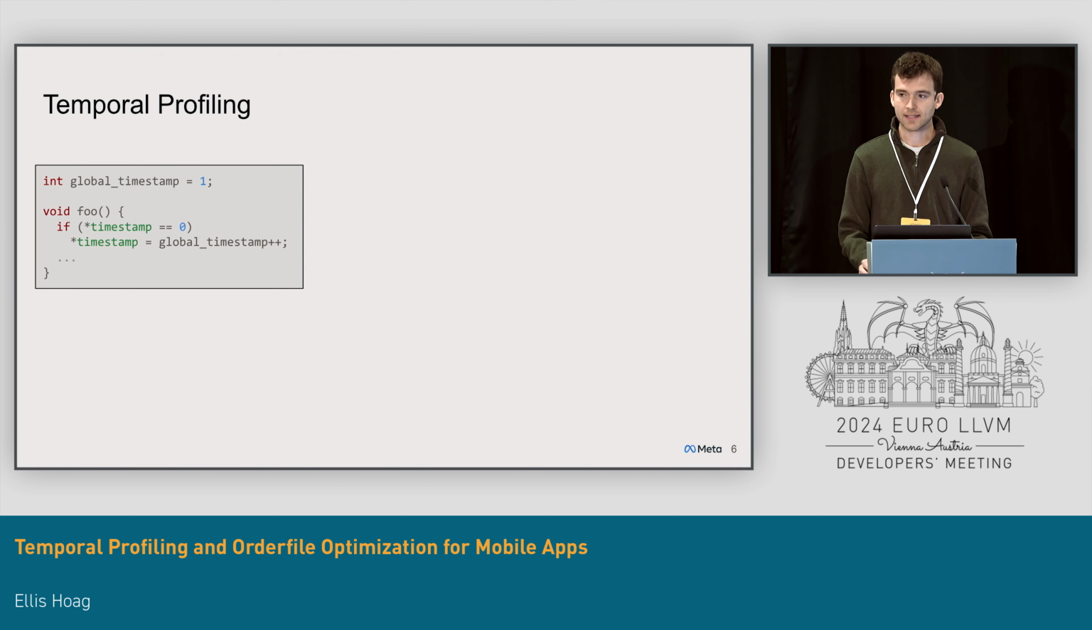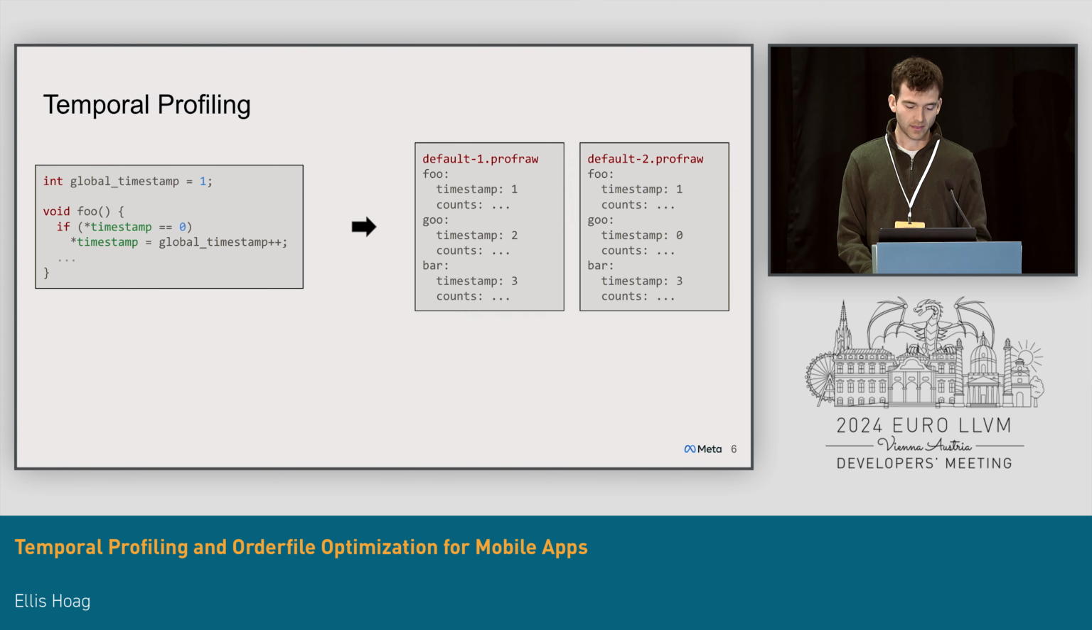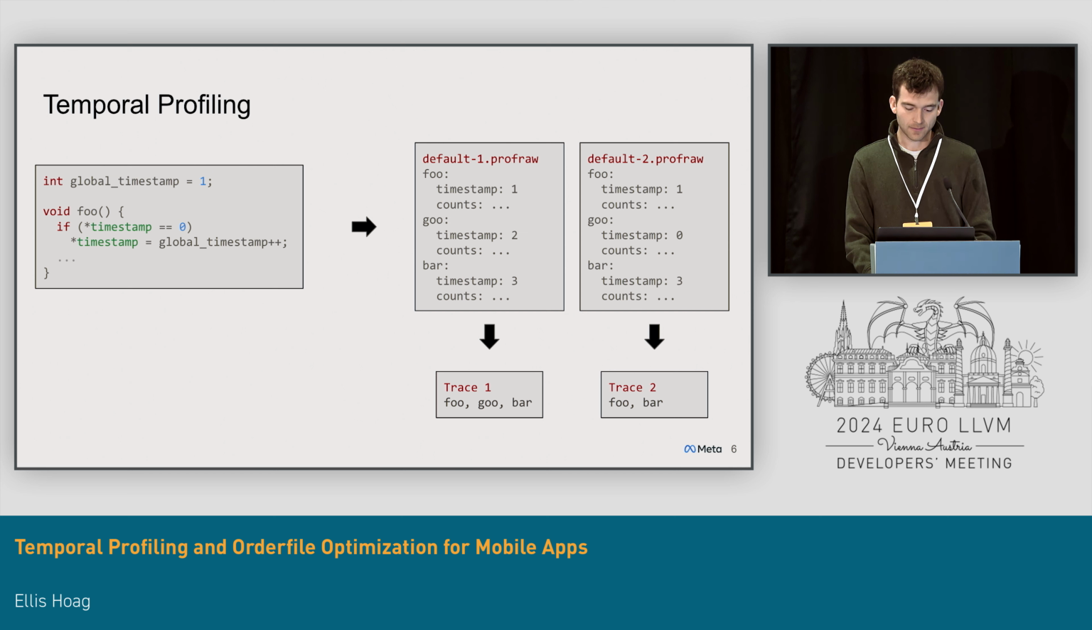So let's take a look at the details of temporal profiling. For each function we want to instrument, we create a new timestamp variable that is initialized to 0. When a function is called for the first time, we set that timestamp to the value of the global timestamp, and then we increment that global timestamp. When the raw profile is dumped, we get a timestamp value for each function. Then we can sort our functions by timestamps to get a function trace.